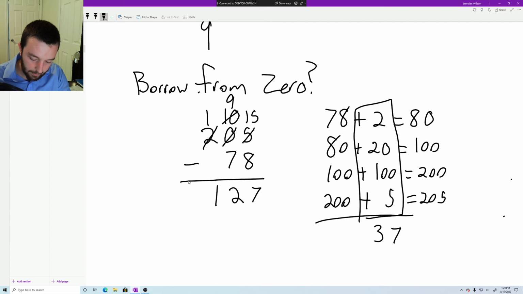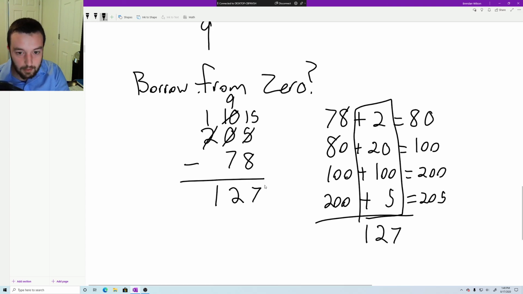And then 1. Oh, I'm sorry. See, I have them lined up badly. It should be 0 plus 2 plus this 0 plus 0, because we're looking at the tens place. And then 0 plus 0 plus 1 plus 0 to get 1. So we're at 127 altogether. So that's the importance of lining them up.